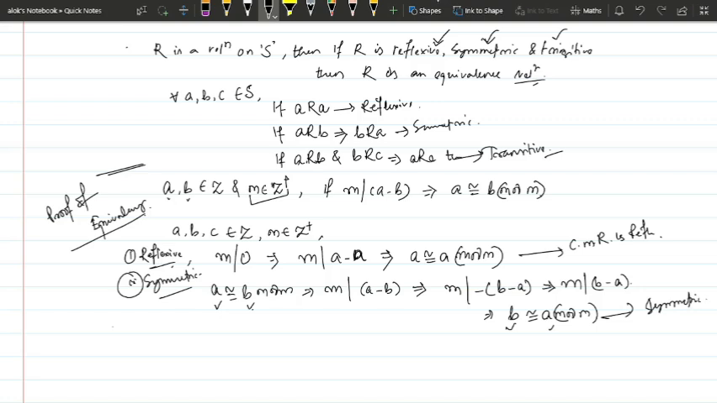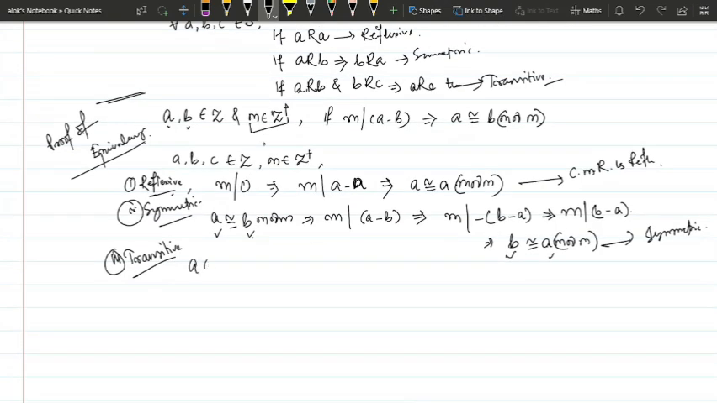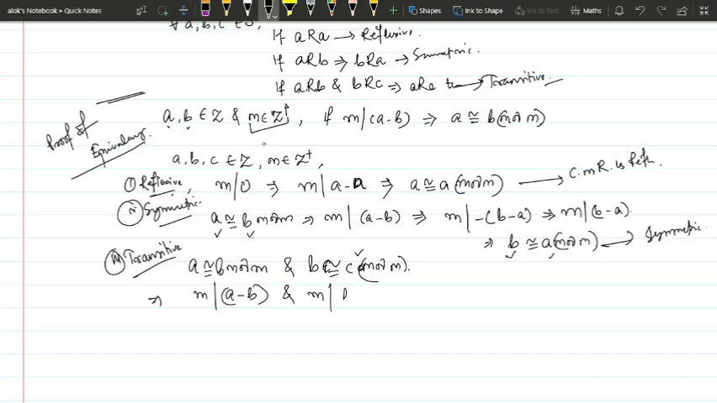And thirdly, we prove transitive. Suppose A is congruent to B modulo M and B is congruent to C modulo M. Then this implies that M divides the difference A minus B, and M divides the difference B minus C.